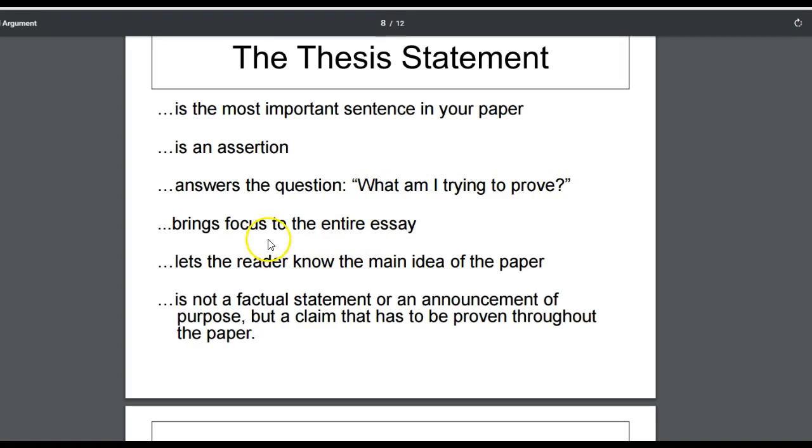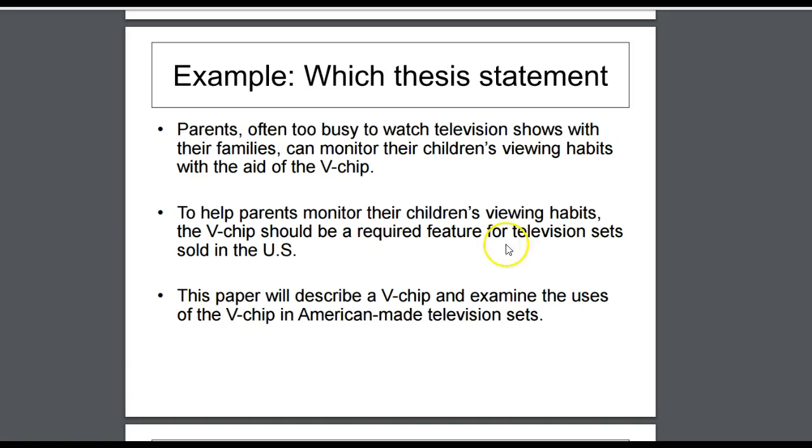Again, what are you trying to prove? What do you want people to change their minds about? Next, there are 3 thesis statements. You can read all 3, pause, and then I'll give you my explanation. Okay. Number 2, to help parents monitor their children's viewing habits, the V-chip should be a required feature for television sets sold in the United States. This is very strong. We have our topic, and then what do we want them to do? We want them to require these V-chips to be put in televisions, so that parents can monitor their children.